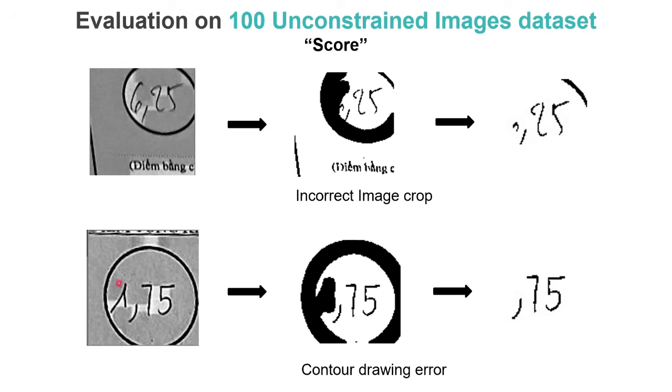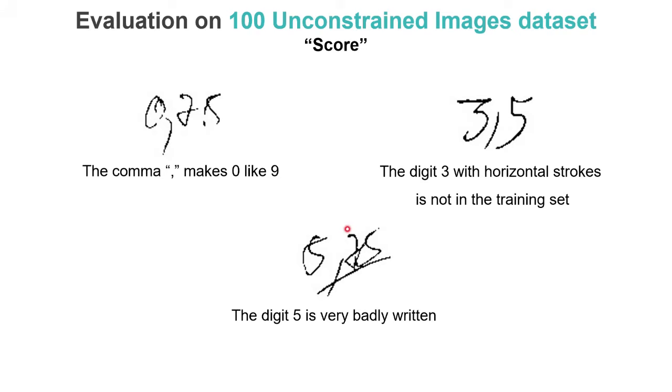The contour drawing error right here: you can see that the circle is really near the number 1, so it was lost. Some of the common mistakes are mainly because of the user, like the comma right here that makes the 0 look like a 9, or number 3 right here, and number 5, and the horizontal or vertical line right here. It's really bad handwritten text, so it's really hard for the model to understand. So I created another set which removes the user errors to evaluate the model better.